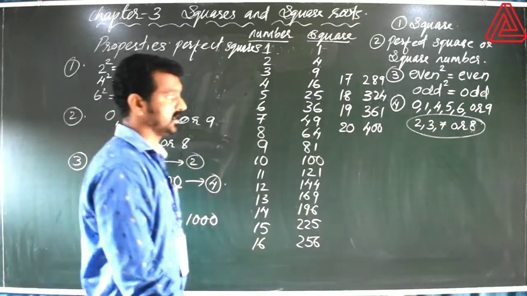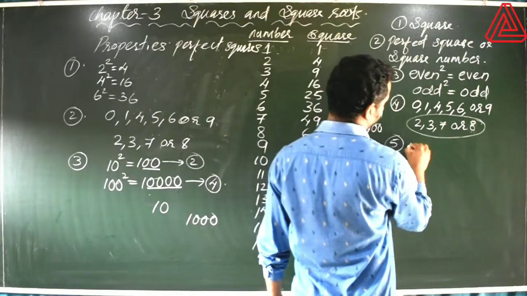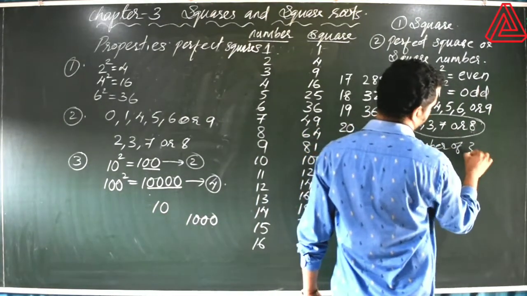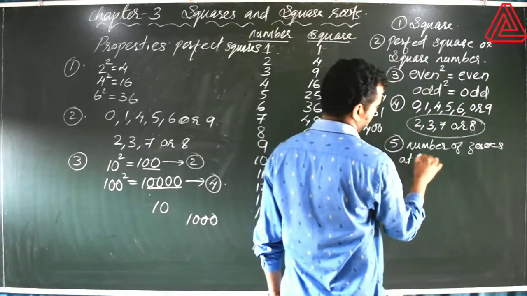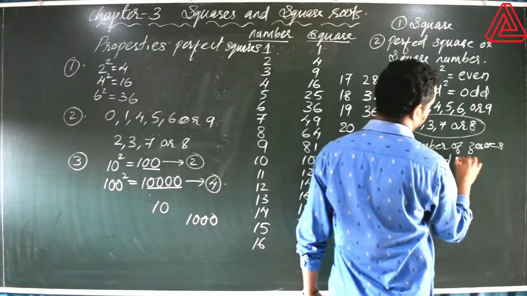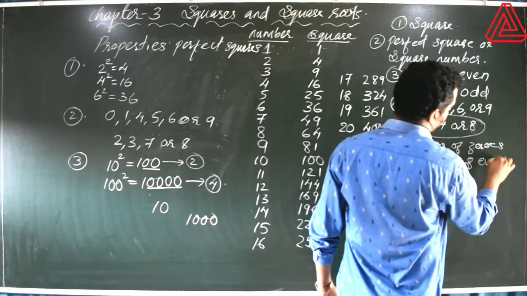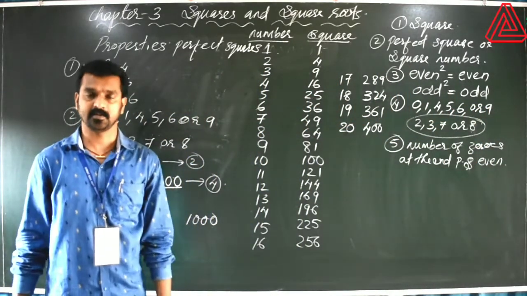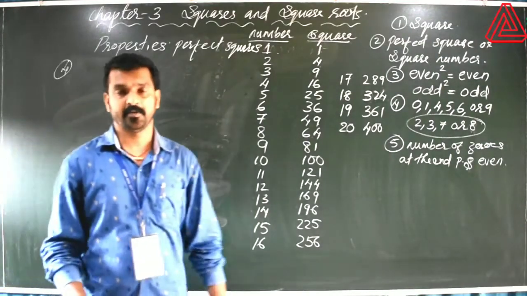The number of zeros at the end of a perfect square is always even. That is the third property. Now the fourth property.